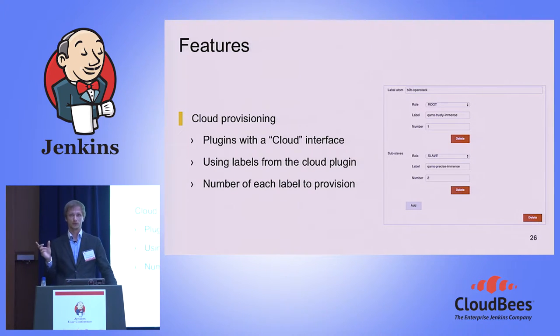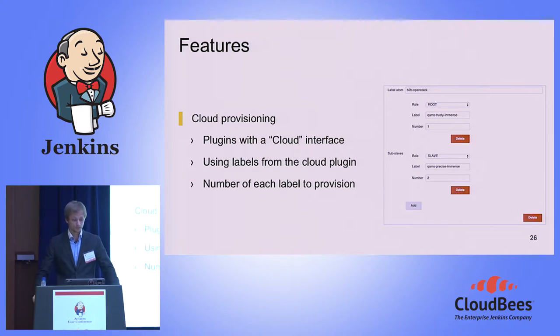You call it with a name. The name is a label. Then you just go to a job and restrict that this job can be run only on one label. I'll show this in the demo at the end of the presentation. So if you haven't gotten it, don't bother about it.